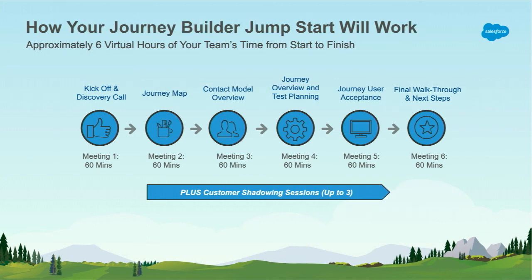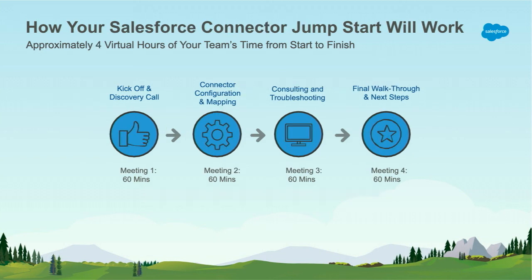In 2 of our smaller Jumpstarts, you have a few less meetings. So, for example, with the Journey Builder Jumpstart, we have 6 meetings and we'll work through things like your contact model, journey user acceptance, and your overview and test planning. And then with the Salesforce Connector, it's only 4 meetings. With this one, we'll actually do the connector for you, and we'll show you how it's actually going to work and work with you on some consulting and troubleshooting as well.